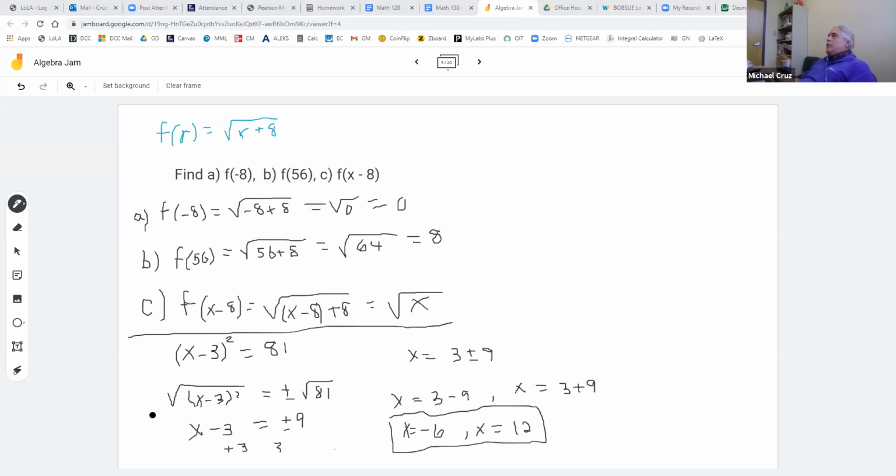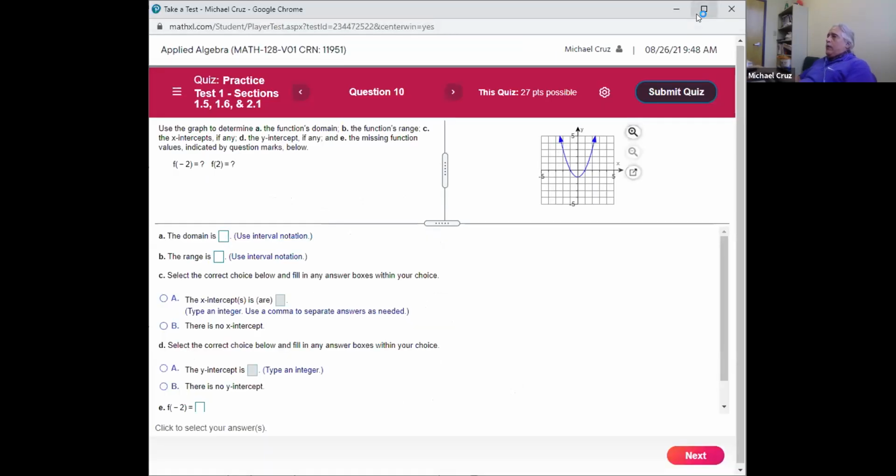All right, so the next one is about domain and range. There's nothing much I can do on the board, so I'm just going to blow this thing up.